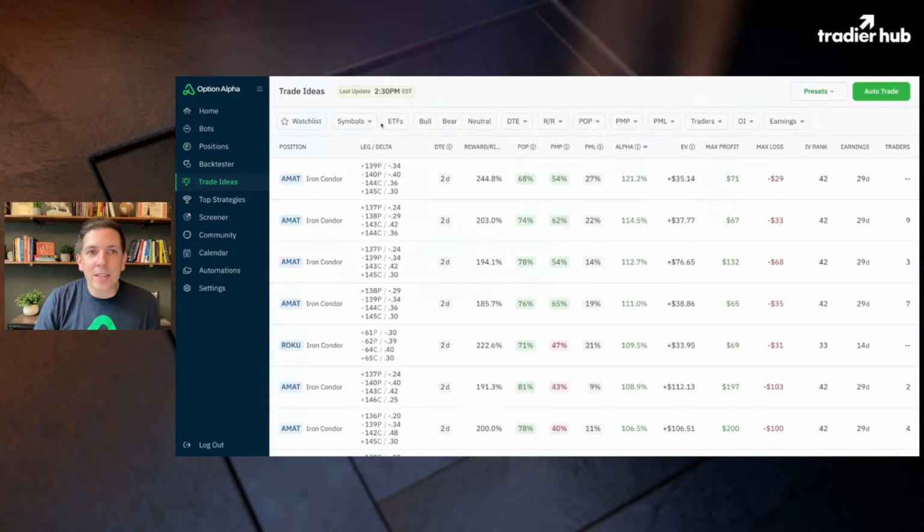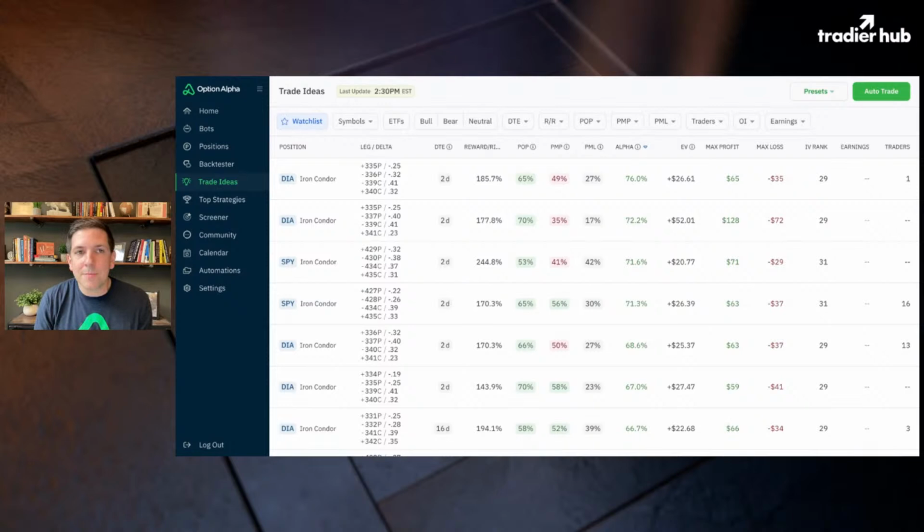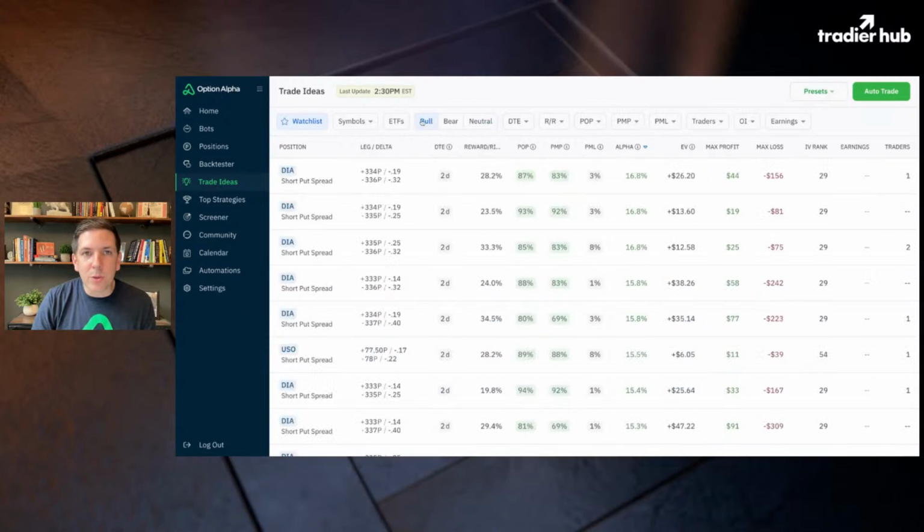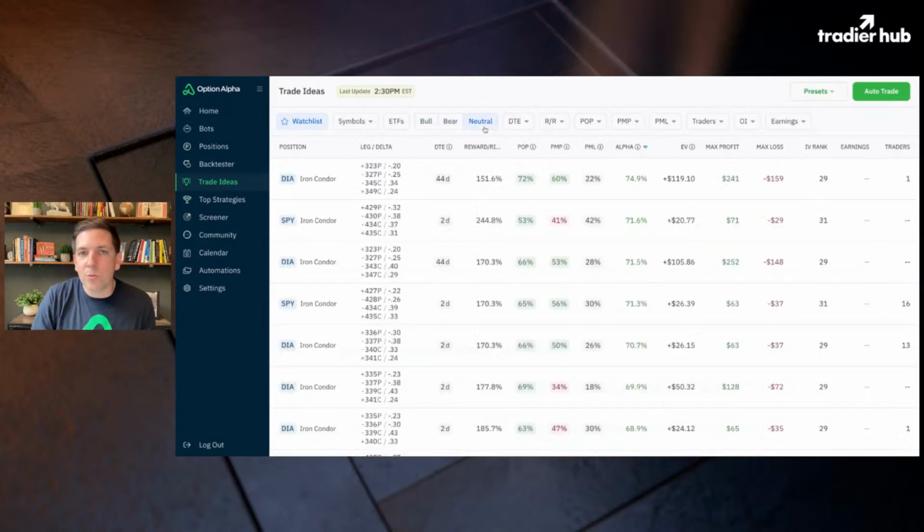So I can come in here and I can say, all right, I want to look at all symbols on my watch list, whatever your watch list is in Option Alpha. And I want to look at neutral positions. So this would be only iron condors. This is just one example of how you could do it, by the way. You could do it multiple different ways. If you want to build a bot that does bullish positions, build one that does bearish, build one that does neutral, it's up to you. It's however you want to do it. Okay. So I'll look at neutral positions.